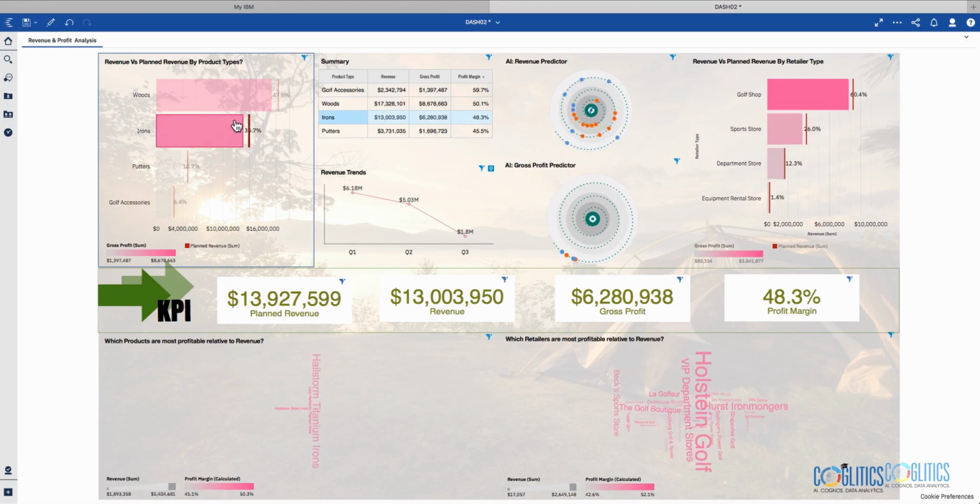You see that for irons, at this moment, we are selling irons. Irons is a product type, and these are the products within irons. And I'm seeing that even though we are doing a lot of volume on Hailstorm titanium irons, we are more profitable with the Lady Hailstorm. You see that our profit margin is 50% compared to the 47% that we are doing on the titanium irons.